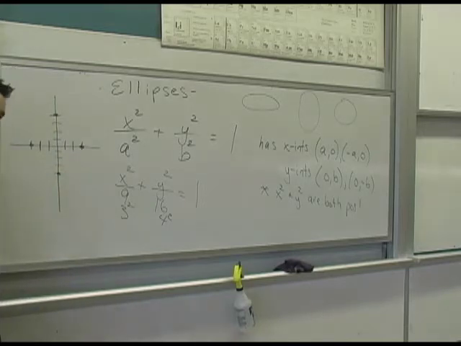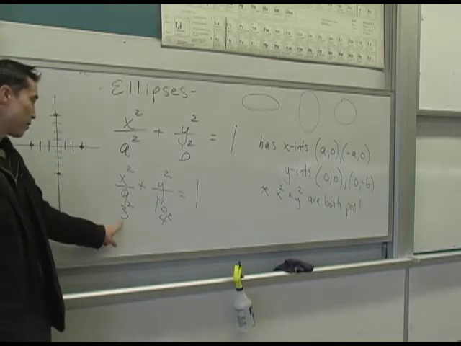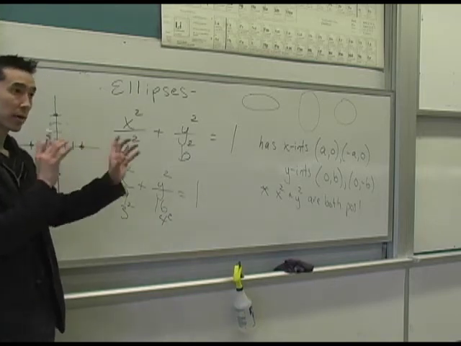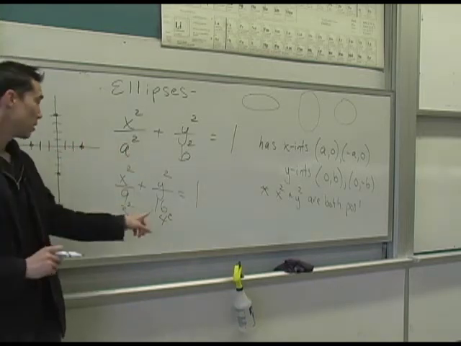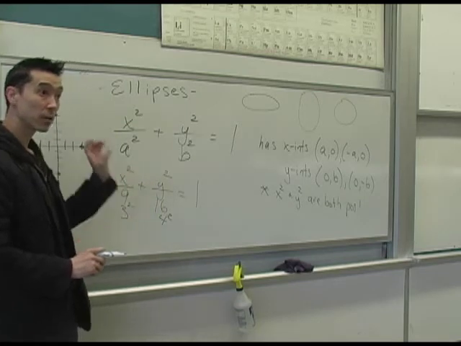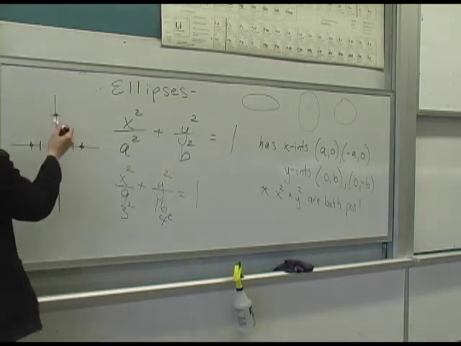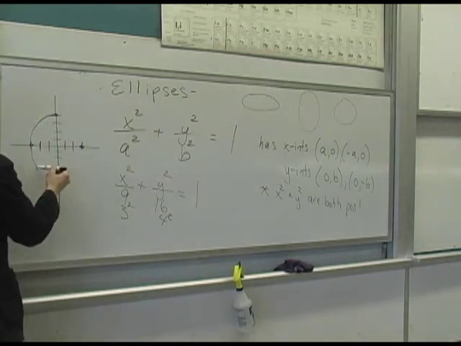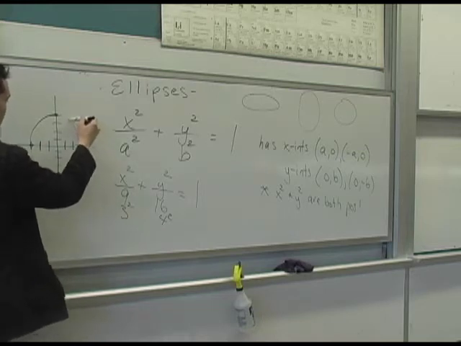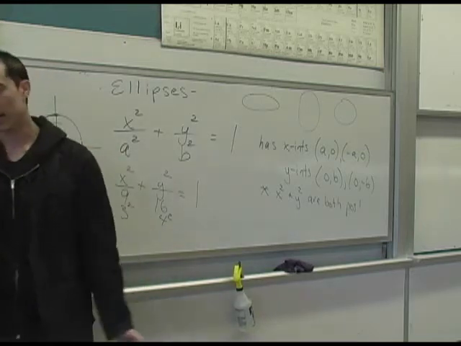Okay? So again, this is stuff that we're memorizing today. The 3 that corresponds with the x, those are your x-intercepts, plus 3, minus 3. The 4 that corresponds with the y, those will be your y-intercepts, plus 4, minus 4. Then fit a little football-shaped looking guy through here, and that's it. It's as easy as that. That's our ellipse.